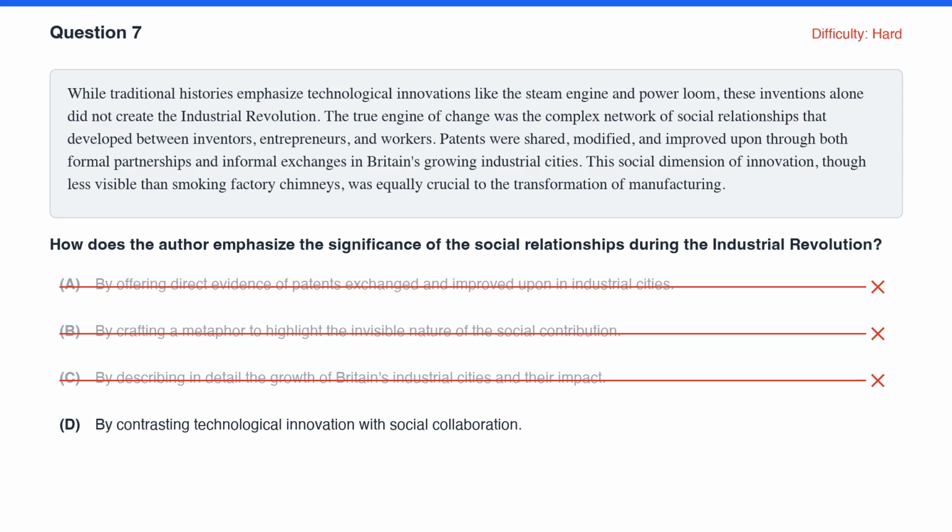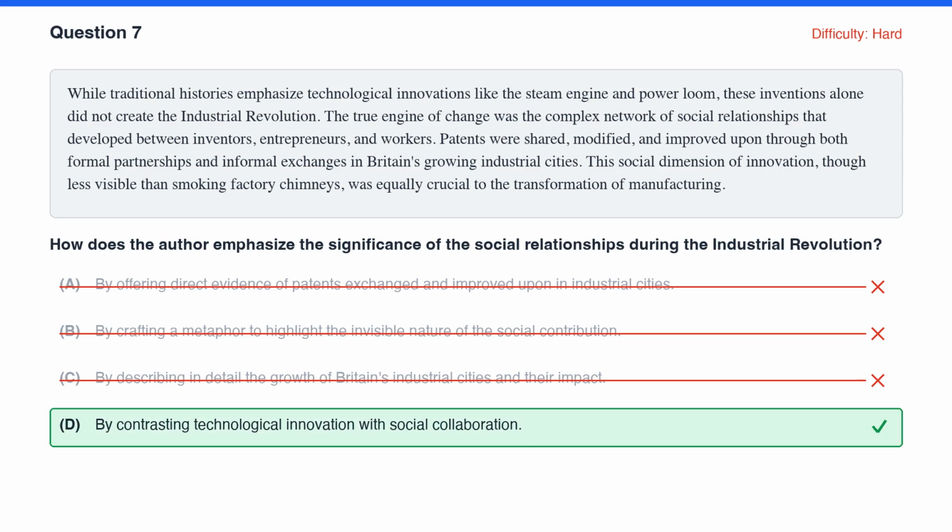Choice C is wrong because the author never describes the growth of British cities in detail. The cities are just the setting where the social exchanges occurred. Choice D is correct because the passage is built on a clear contrast.